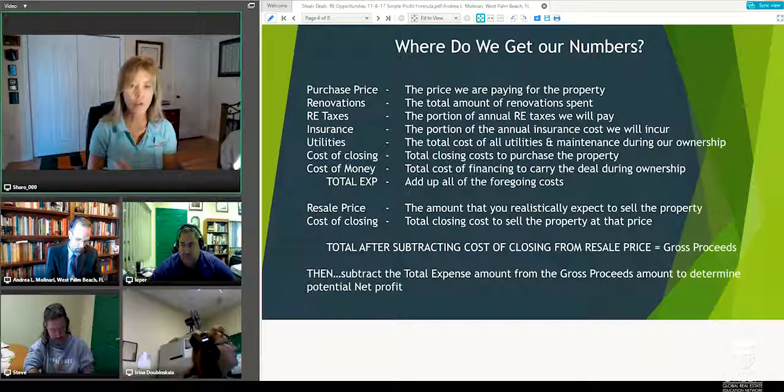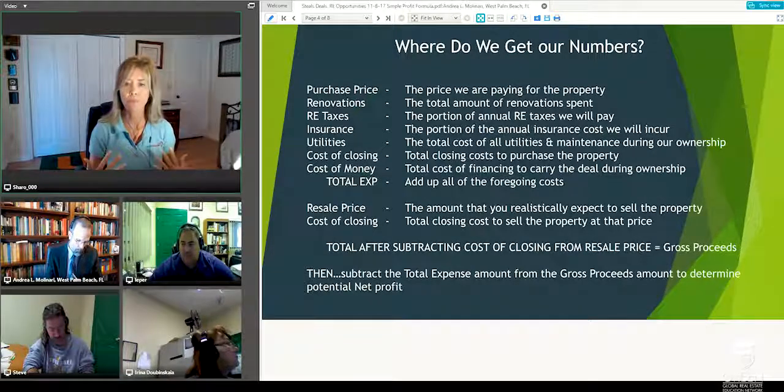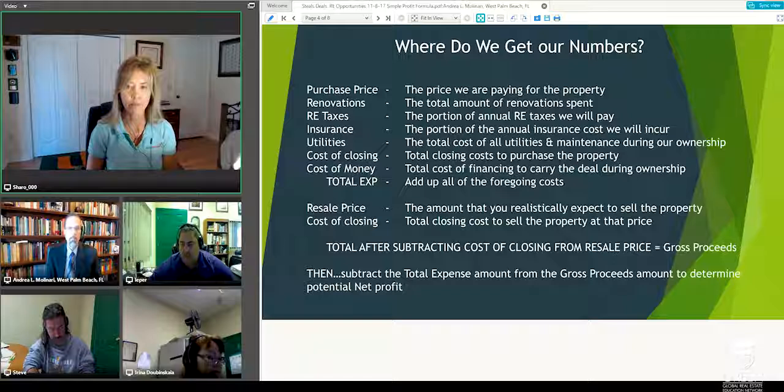So how much it's going to cost me to pay the electric bill and keep the electric on while I own it, how much it's going to cost me for water, how much it's going to cost me for lawn maintenance or pool maintenance or whatever type of maintenance or utility that I'm going to pay for during my ownership of this property. And then the cost of closing it. So what are the total closing costs to purchase this property, okay?